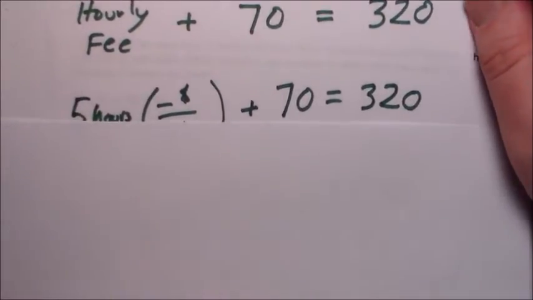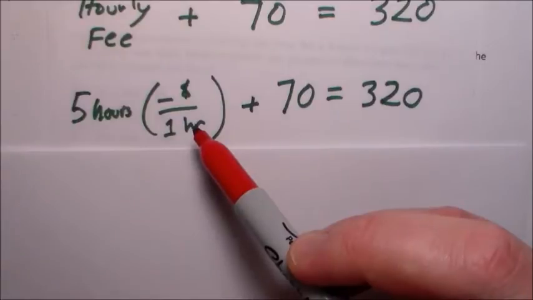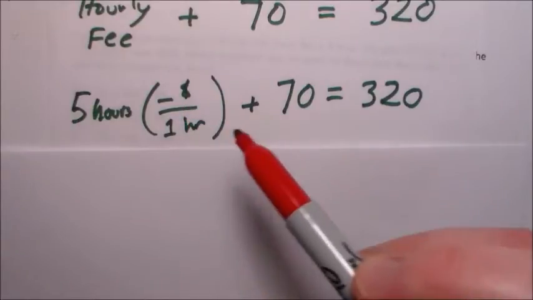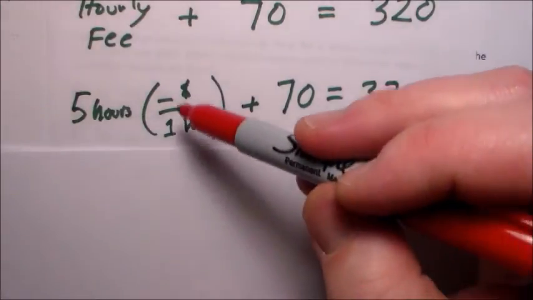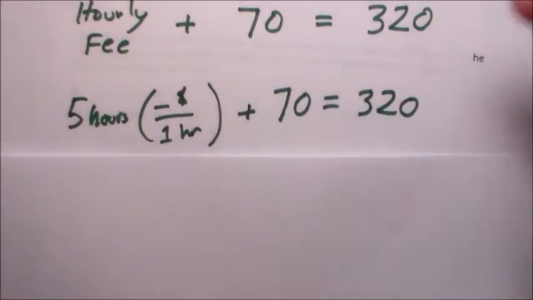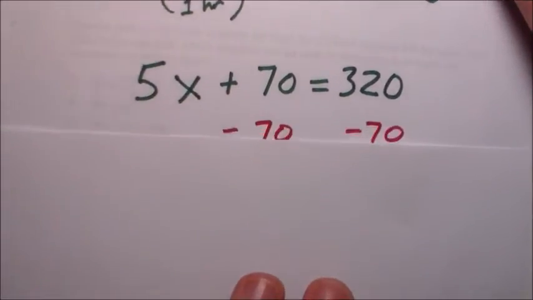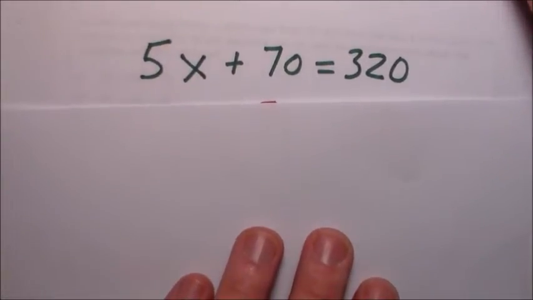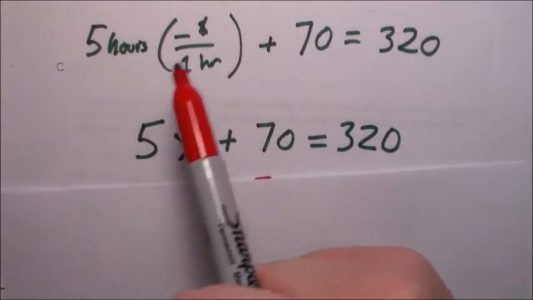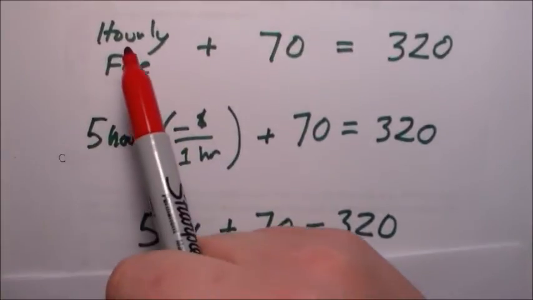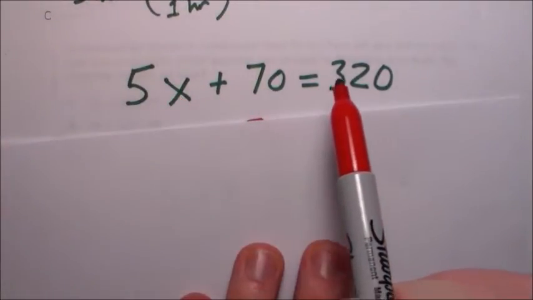So hourly fee again is 5 hours times some dollar amount per hour, plus that $70 will get us to $320. So we know we're looking for X, right? The dollars per hour amount is X, so we can just say that's 5X, because multiplying by 5 will give us the amount of the hourly fee. So we have 5X plus 70, 70 is the parts, equals 320.